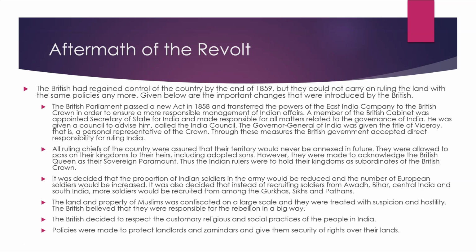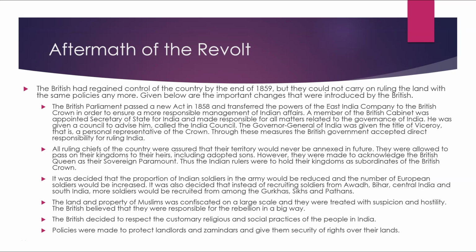All the ruling chiefs of the country were assured that their territory would not be annexed in future. They were also allowed to pass on their kingdoms to their heirs, including adopted sons. However, they were made to acknowledge the British Queen as the sovereign paramount. Thus, the Indian rulers were to hold their kingdoms as subordinates of the British Crown.